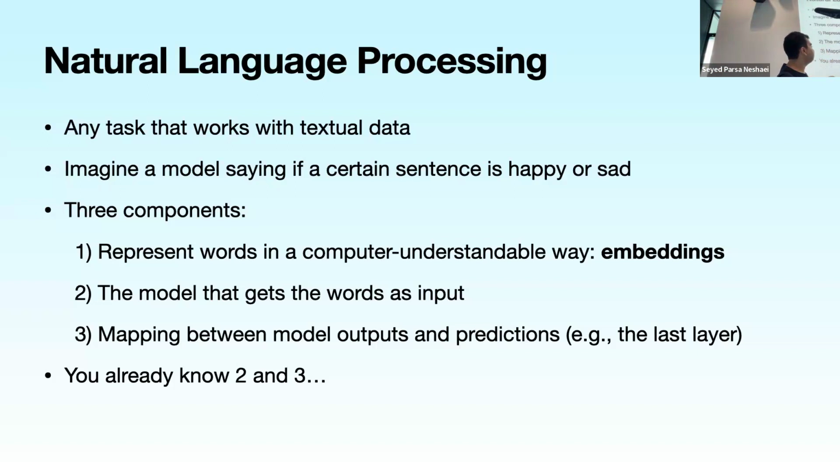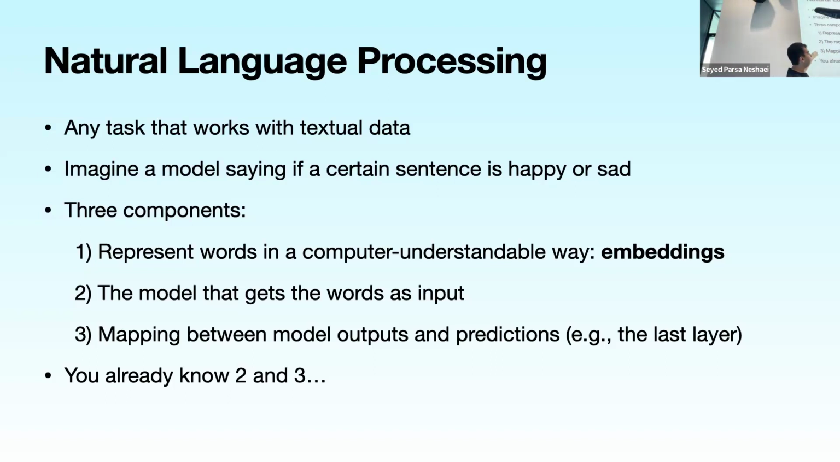So you already know steps 2 and 3. For 2, we can use a lot of the models that we have covered until now. Previously, people used RNNs and LSTMs. Now we can use transformer-based models, and we will cover some architectures that are commonly used in the NLP world. Step 3 is maybe the easiest one. For classification, you can just use a softmax, or put a small model on top of it, and you can easily map the outputs to the predictions.